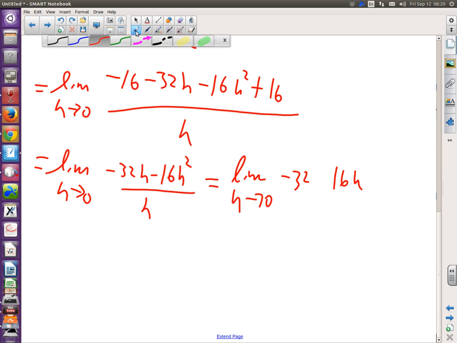Now notice why this is important. Before this, all of these statements, was this a plug-in limit? Can you plug in 0 for h? No. But what did we do? We got something that simplifies to the point where you can plug in 0 for h. This is a plug-in limit. This is a continuous function in h. So plug in 0 and you get negative 32 feet per second.